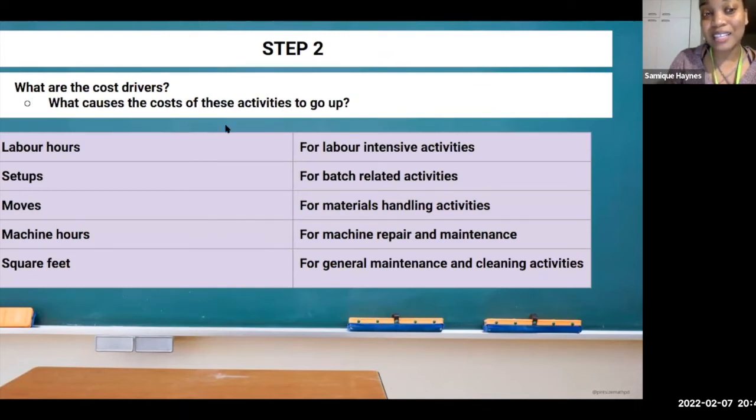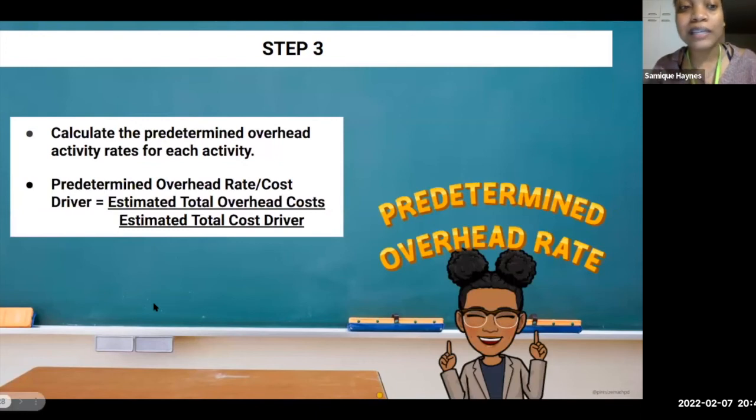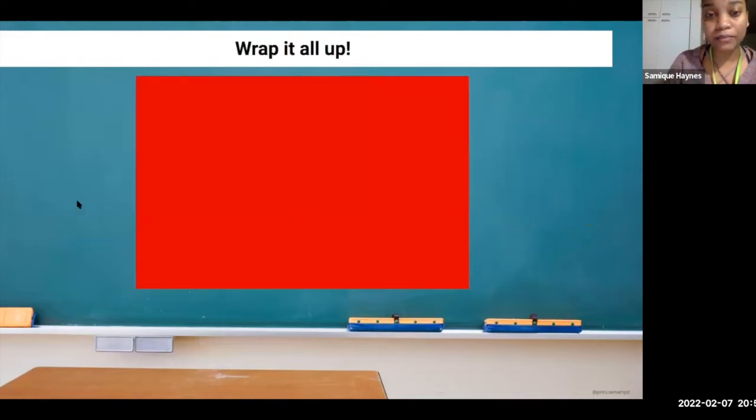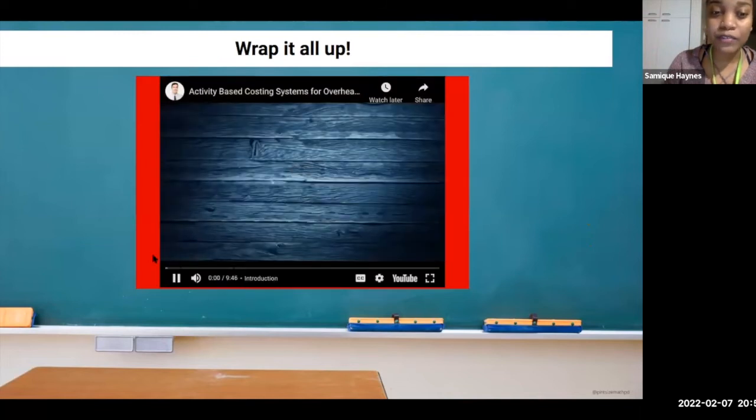Then we can come up with the cost drivers that we can use. And this is a slide that gives you a bunch of different cost drivers at different levels of activity. So labor hours, setups, moves, machine hours, square feet. Those are some of the cost drivers you'll see. And then step 3, again, you see our predetermined overhead rate, and we know how to calculate that. And then step 4, we can now assign our overhead costs to our product. That is our last step, okay? I'm gonna skip this for the interest of time.